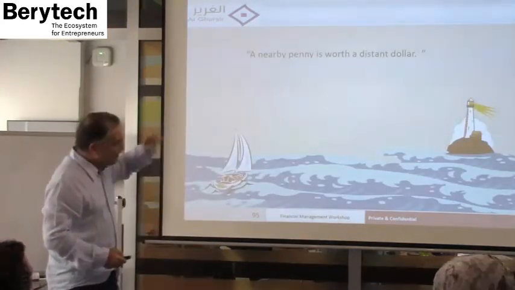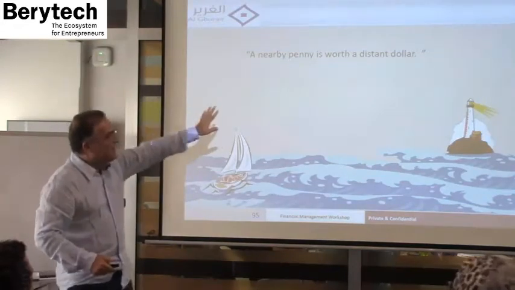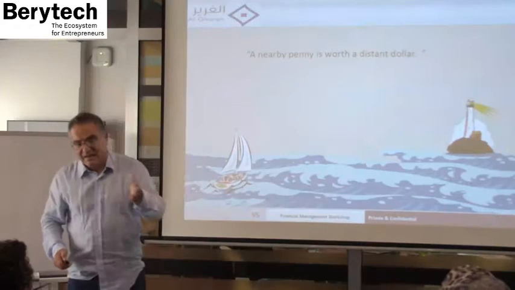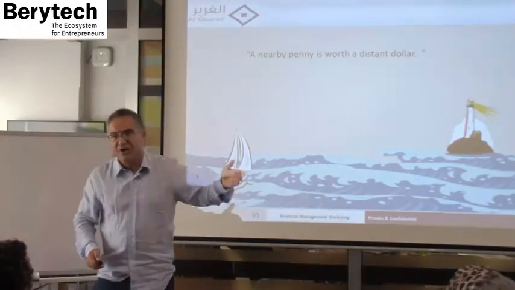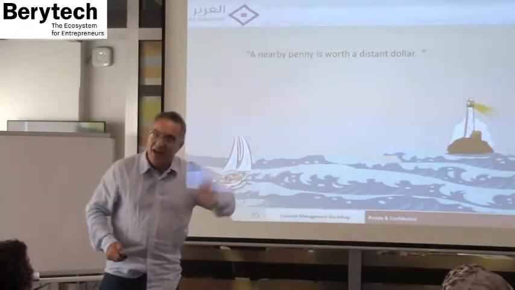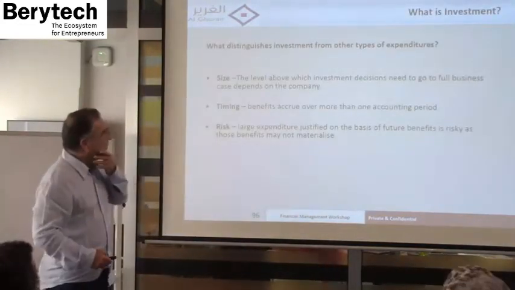So what you have here is the concept of a nearby penny is worth a distant dollar. It's the concept of the time value of money: that $1 today is not worth $1 in 5 years or 10 years down the road. And this concept is going to be accompanying us throughout the discussion that we have.